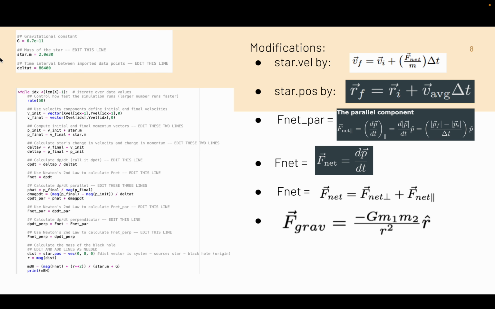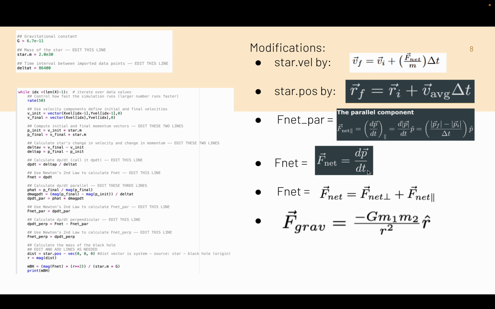For the coding in part 1, we know the star mass is going to be 2 times 10 to the 30th kilograms. That was given. Delta T is 86,400, which is the time in a day in seconds. Momentum initial and final will equal velocity initial and final times mass, by definition. Delta V and delta P will be final minus initial, by definition. dP over dt is the change in momentum over change in time, which is delta P over delta T. F net is equal to dP dt by Newton's second law.